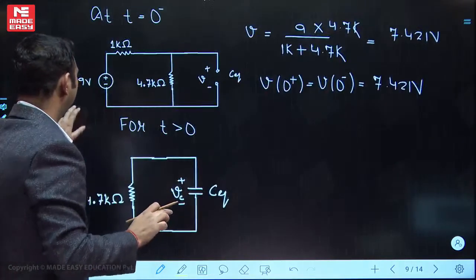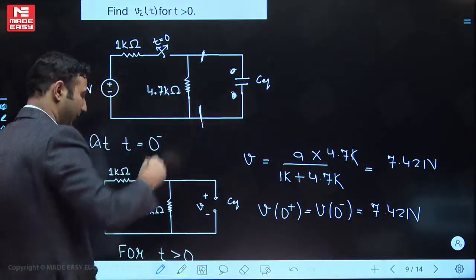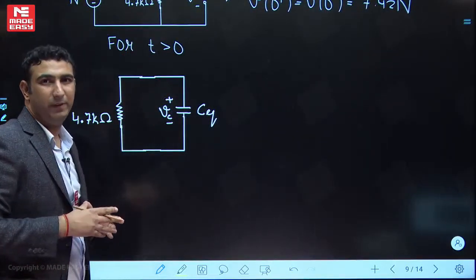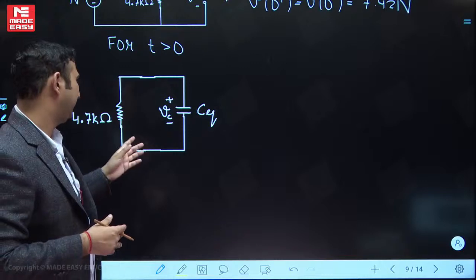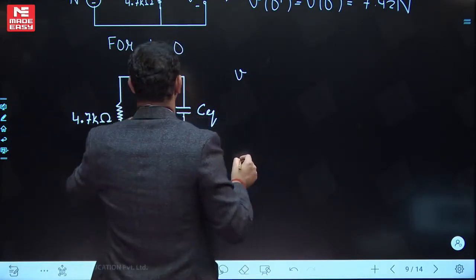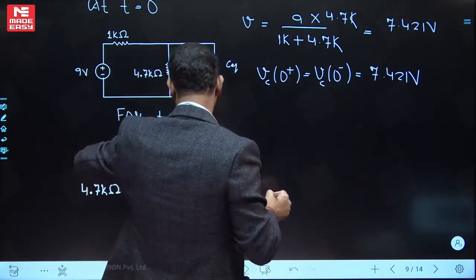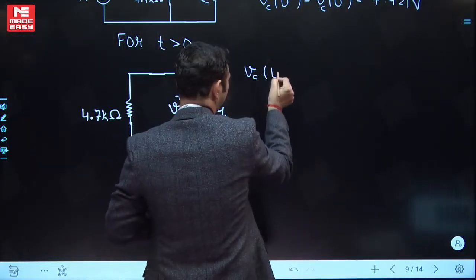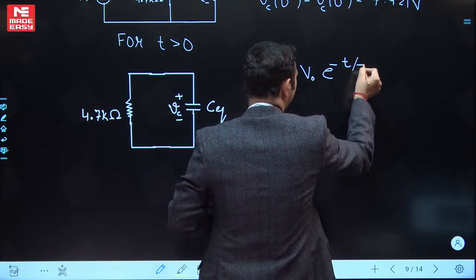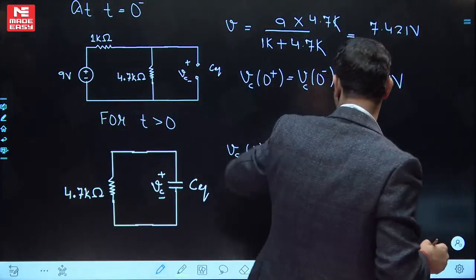So for t greater than 0, the switch is opened, only this part I have. After this we have to check whether it is with source or without source. As you can easily notice, it is without source. So what will be the capacitor voltage? Vc I have taken later on, so let's write Vc only over here. So Vc of t will be equal to V naught e to the power minus t by tau. V naught we have already calculated, 7.421.